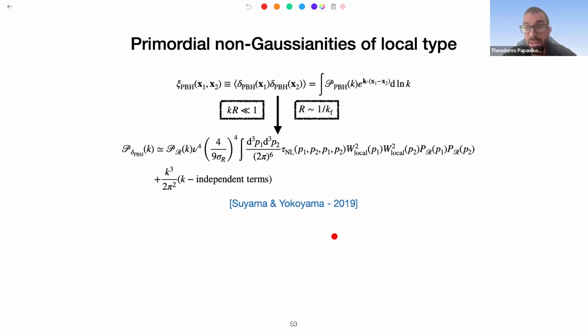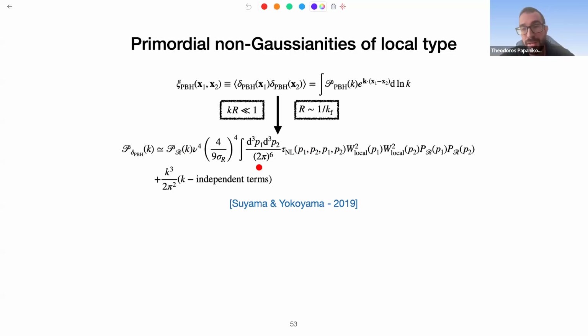Then, focusing on superhorizon scales and smoothing our energy density field of primordial black holes on scales smaller than the typical PBH characteristic scale at formation, we can recast the PBH matter power spectrum, after a long calculation, as a sum of the Poisson term, which is k cubed, as we saw before, plus another term, which is proportional to the primordial curvature power spectrum itself, times some quantity which depends on the trispectrum parameter tau_NL.